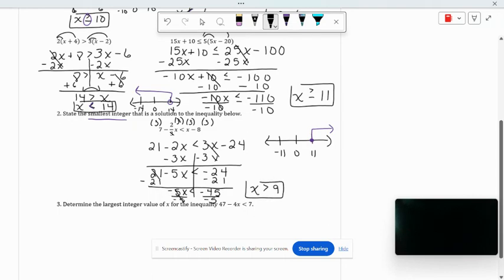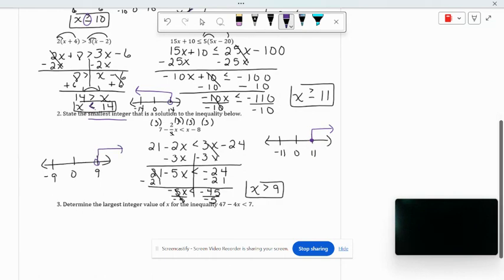Now, the question asks for the smallest integer. So I like to do a little number line. You could also check it on Desmos, okay? I have a positive 9 and a negative 9. And I know since it's greater than, that it's going to be an open circle. And I know because the inequality is pointing to the right that it's going to go this way.